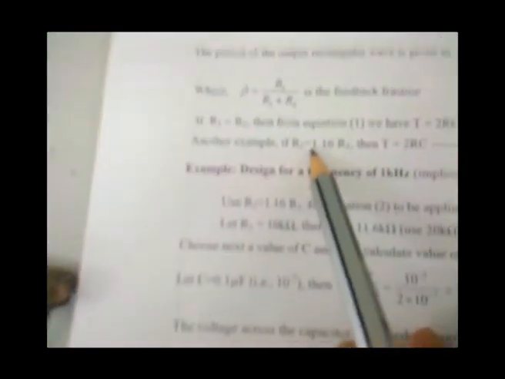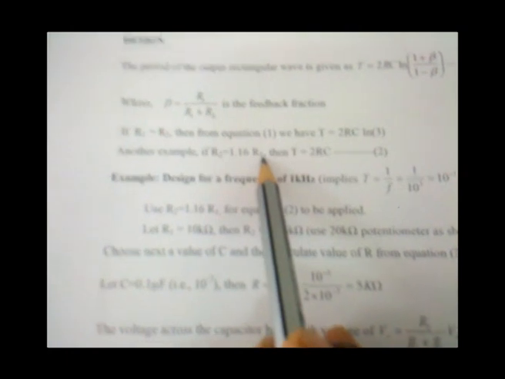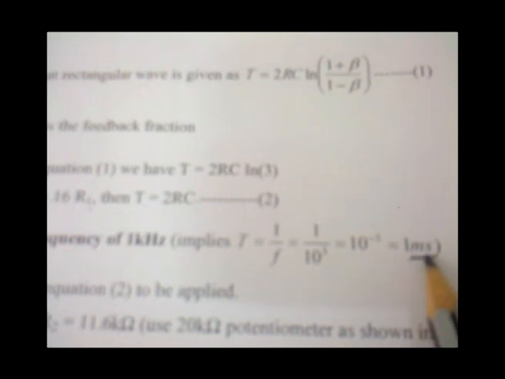For the rectangular waveform, the time period is defined by T = 2RC ln((1 + beta)/(1 - beta)). Let us call this equation 1. Beta is the feedback factor, R1 divided by R1 plus R2. Assume R2 is equal to 1.16 R1. Then equation 1 becomes T is equal to 2RC. The time period is given as 1 millisecond. Frequency is given, and it is converted into time period, 1 by F.